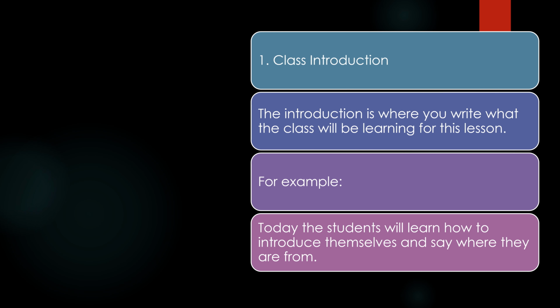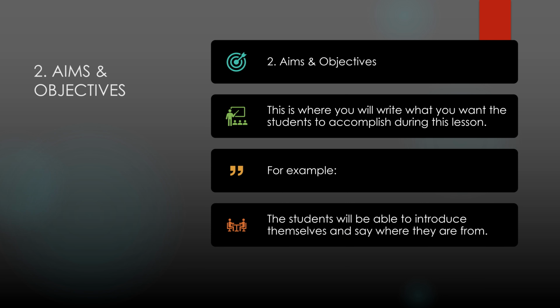Number 1. Class introduction. This is where you will write what the students will be learning during this lesson. For example, today the students will learn how to introduce themselves and say where they are from. Two. Aims and objectives. This is where you'll write what you want the students to accomplish during this lesson. For example, the students will be able to introduce themselves and say where they are from.